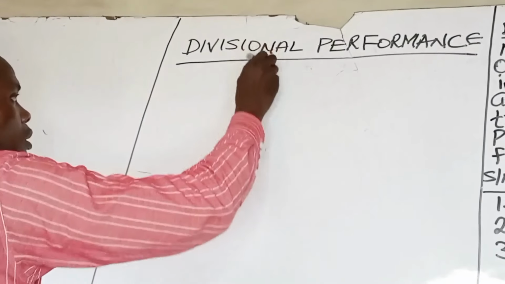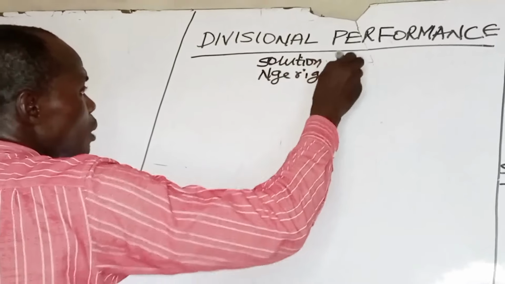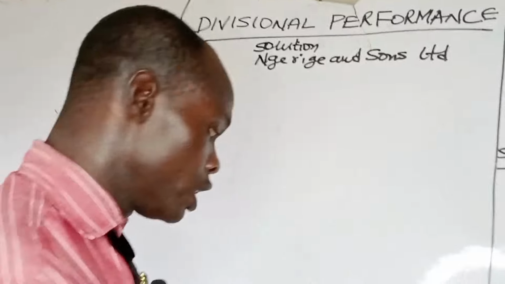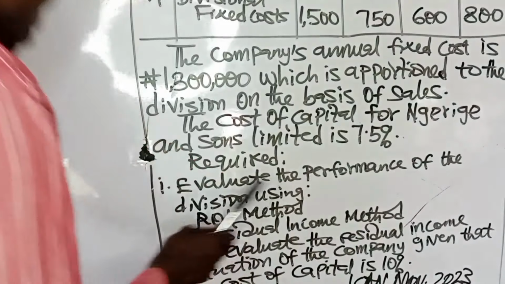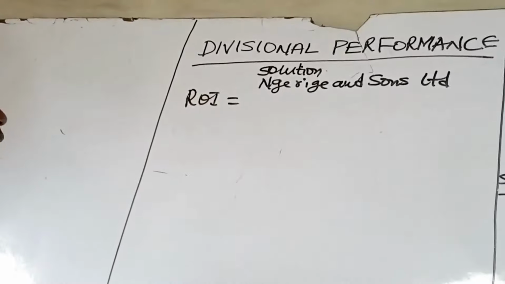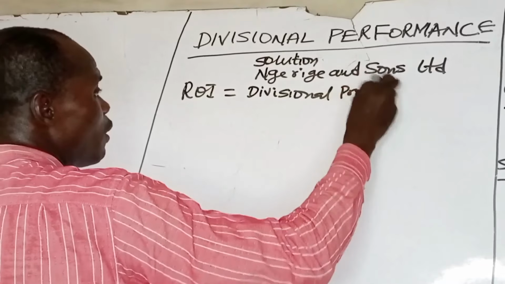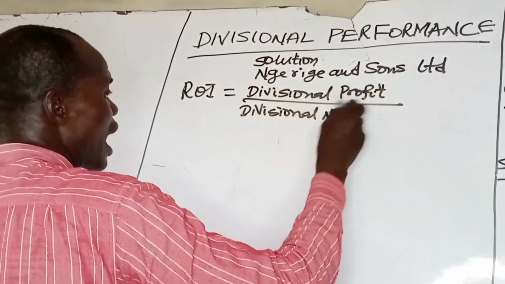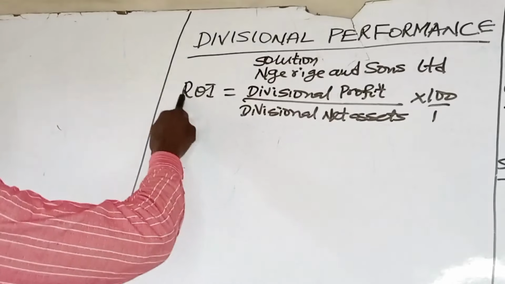Solution. The name of the entity is Ingerige and Sons Limited. If you go by requirement one, you are to evaluate the performance of the divisions using the ROI method. And what is ROI? Return on investment. Return on investment is divisional profit over divisional net assets, times 100. This is the formula for calculating the return on investment, ROI.